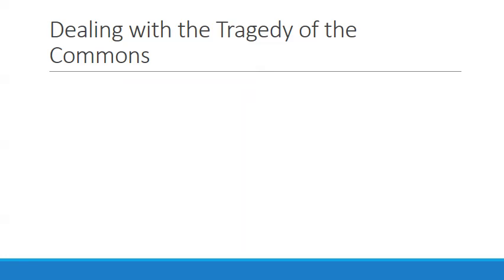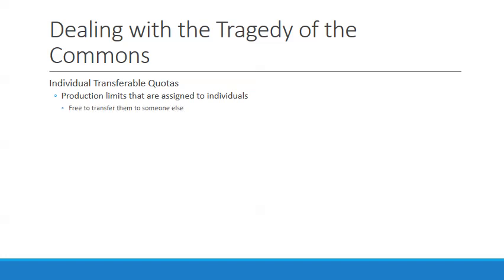Okay, now the third way is probably the most effective way of dealing with the tragedy of the commons, and that is an individual transferable quota. So we're dealing with quotas again, but in a different way. These are production limits that are assigned to individuals. In other words, each individual fisherman will have a limit set for them. Now they're free to transfer them to someone else.